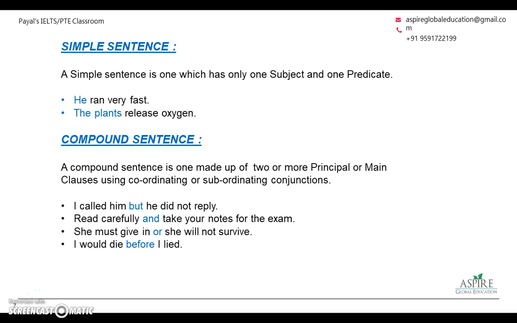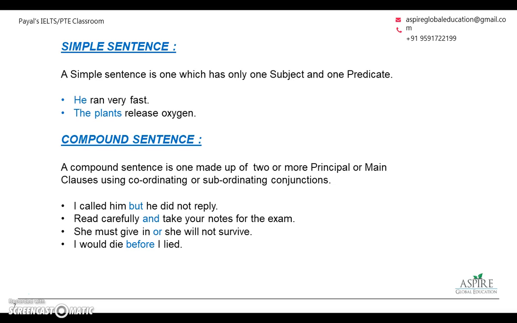Compound sentence. As the name suggests, this kind of sentence is created by combining two different sentences. So, this is the one which is made of two or more principal or main clauses using coordinating or subordinating conjunctions. I called him, but he did not reply. This can be broken into two parts: I called him, and he did not reply. So I'm using a coordinating conjunction to form a compound sentence.